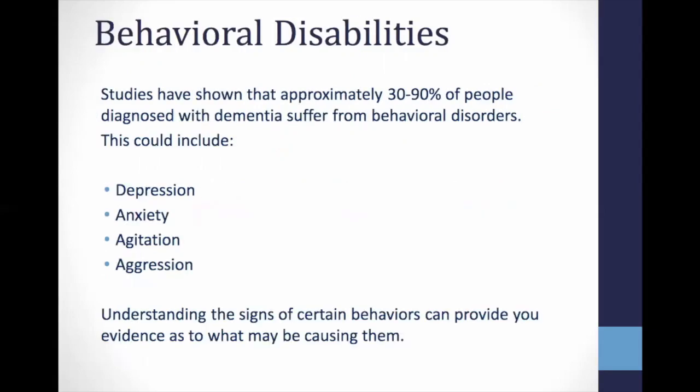So studies have shown that approximately 30 to 90% of people diagnosed with dementia suffer from some type of behavioral disorder. So these can include depression, anxiety, agitation, aggression, right? Typical things we see in dementia clients. Understanding the signs of certain behaviors can provide you evidence as to what may be causing them. Again, we know this. Lots of times it's just unmet needs. Let's take a look a little deeper in these, okay?